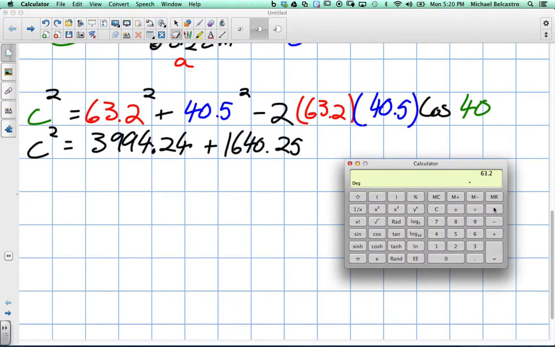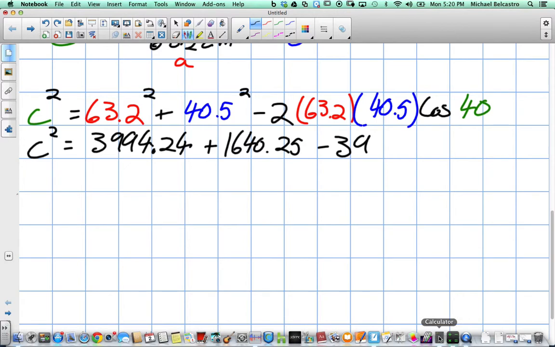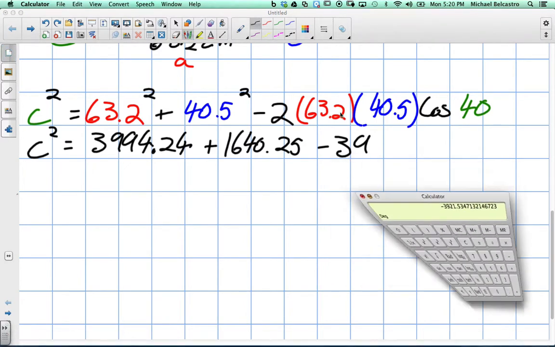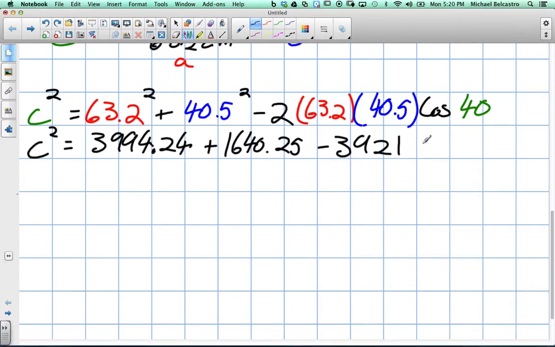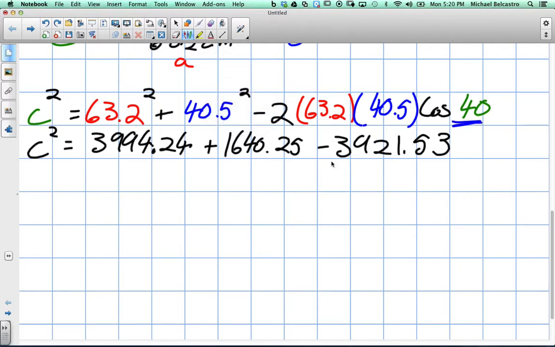63.2. But which numbers are you using? I'm using these numbers here. Times, and then this is again -2. So times -2 is equal to negative 3921.53. So you went backwards, right? You just did 40 times that times -2? Yep, times -2. Negative 3921.53. Okay. And it was important I made sure my calculator was in degrees here. It'll give us a negative value, so we think of it as subtraction.